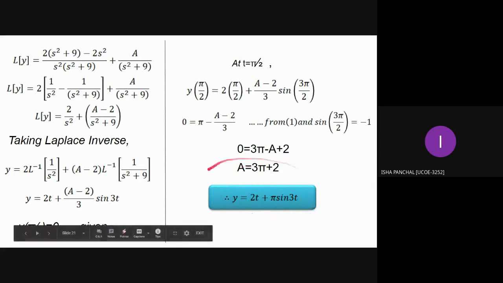Now, substituting back in the given equation, we get y is 2t plus pi into sine 3t. So, this is how we solve the differential equation with the boundary condition.